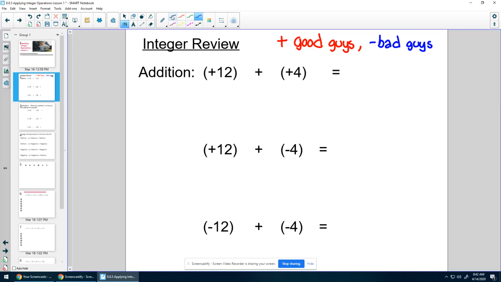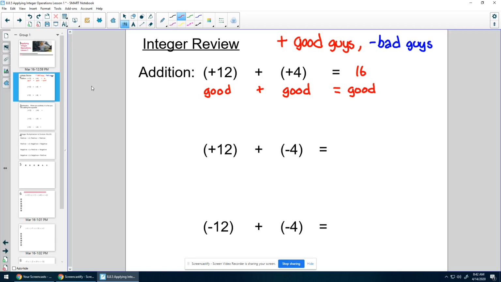Okay, starting off, we have positive 12 plus positive 4. So we have good plus good. So that is going to give us good. More good guys. So same team. 12 plus 4, it's going to give us positive 16. But remember, you don't need to write the sign when you are dealing with positives.